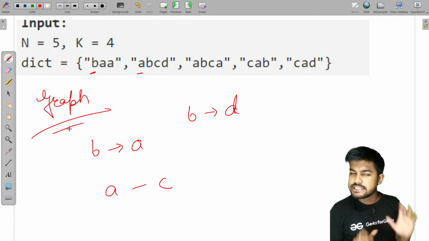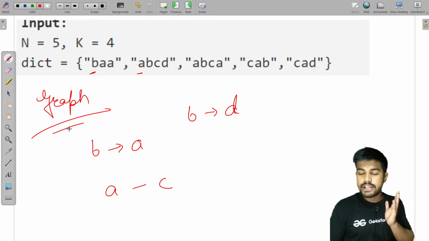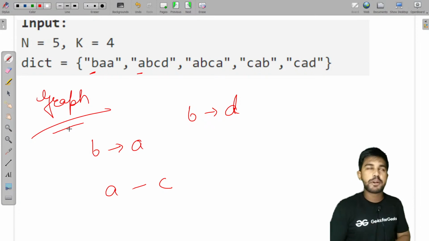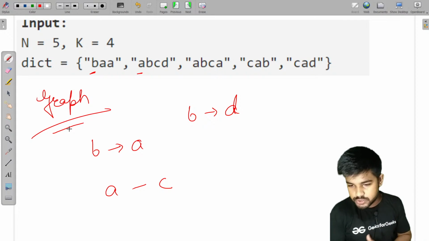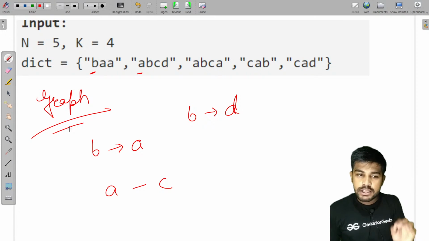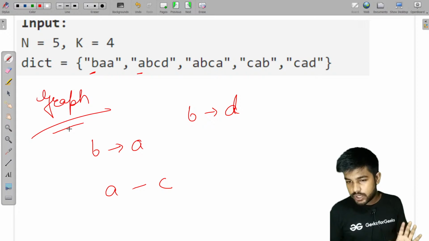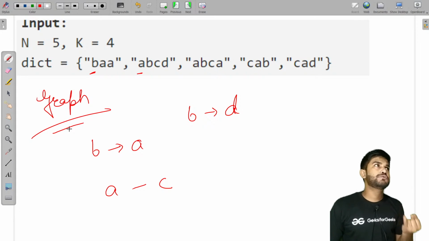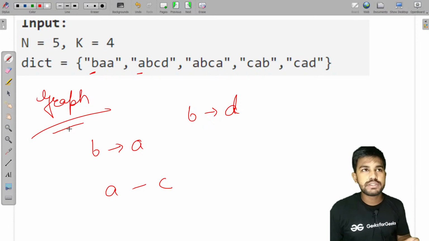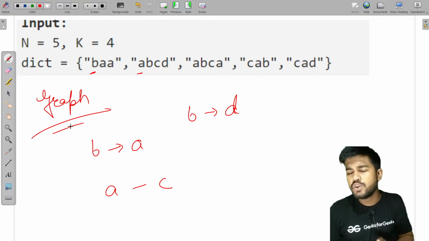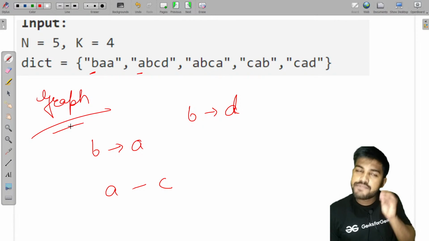Now suppose you are not able to come up with a solution, you just know that this is a graph problem. Whenever you know that this is a graph problem but you don't know how to solve the question, just think of all the things that you know. Can I use bipartite, can I use DFS, can I use BFS, can I use Dijkstra, can I use Floyd-Warshall? Think about everything you can.